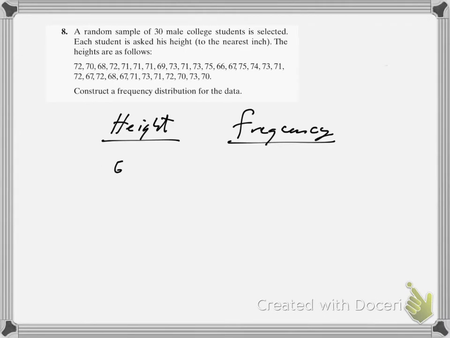So I'm going to go ahead. It looks like the lowest we get here is 60, right? So I'm going to start at 60, just a simple one. This is height, and this is my frequency. And so I'm going to go 60 to 64, and then 65 to 69, and then 70 to 74.